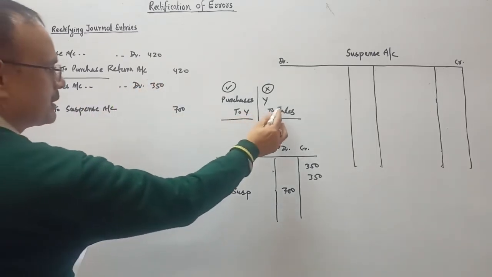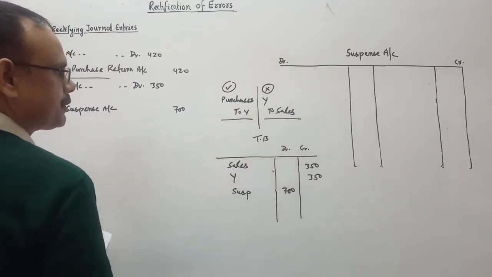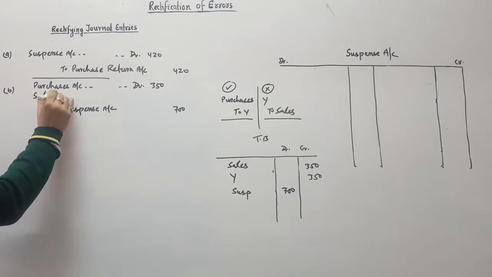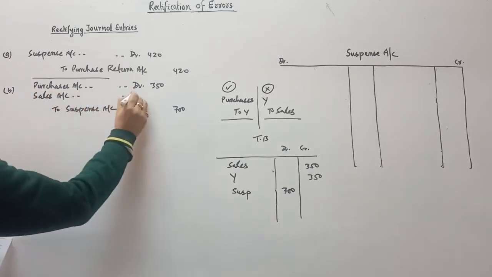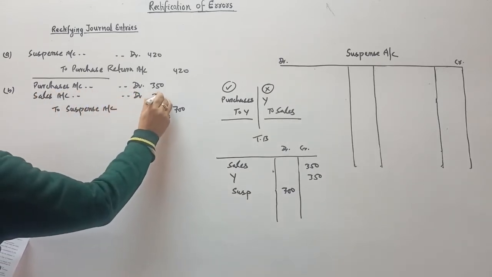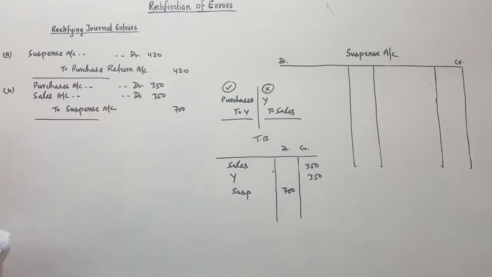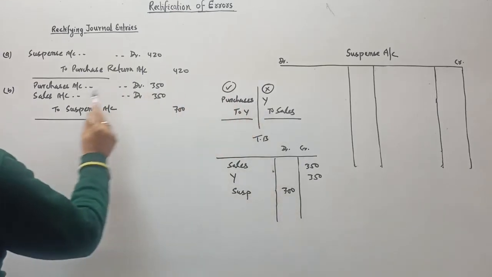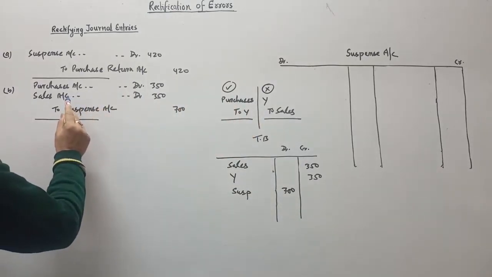Sales, which is on the wrong side, sales is credited, which is wrong. So we have to cancel the sales account. For cancellation of sales account, we have to debit sales account by 350. Now it is rectified. Sales account is cancelled. For cancellation, we have debit posted. We have written in the debit side.